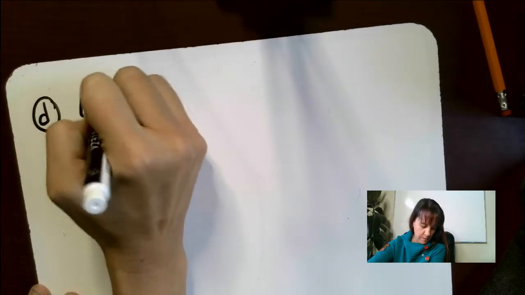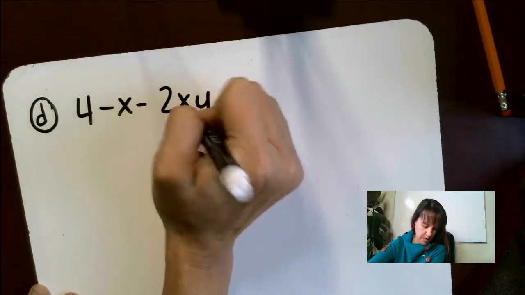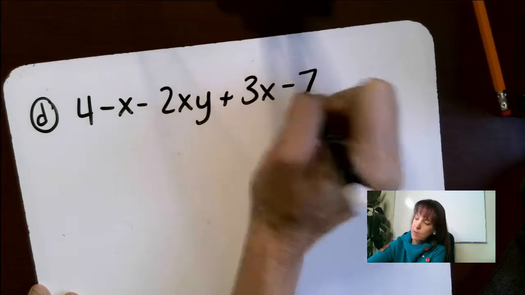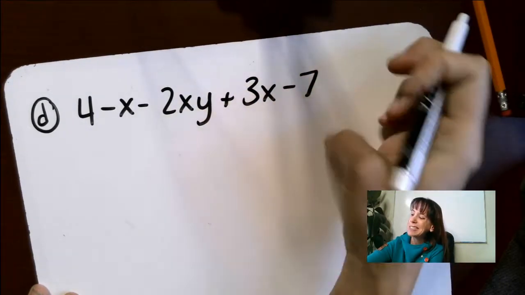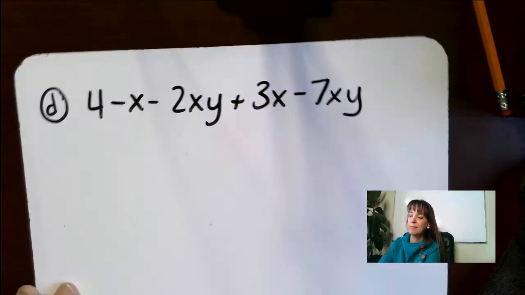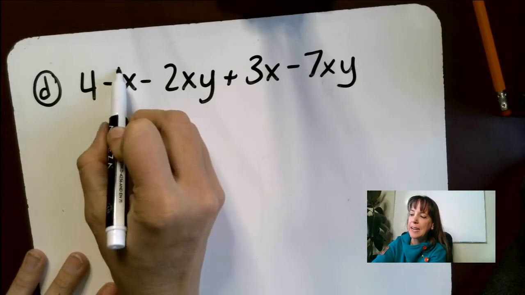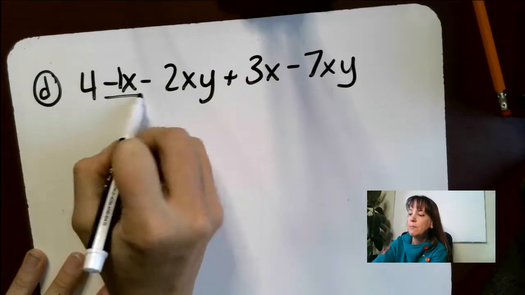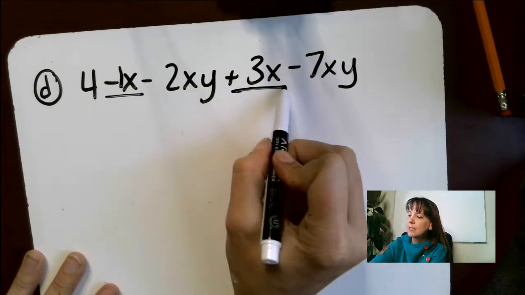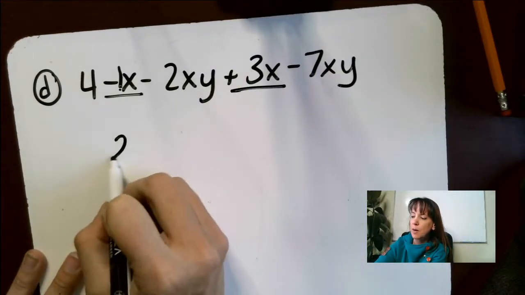Let's look at D here. We have 4 minus x minus 2xy plus 3x minus 7yx, and yx is not alphabetical, so let's do xy instead. Good. If you have chunks that don't have variables, put that at the end. So we're going to ignore that 4 for a hot second. We're going to deal with this negative 1x. Remember, there's a 1. And that we can combine with this. Negative 1 and positive 3 is positive 2x.